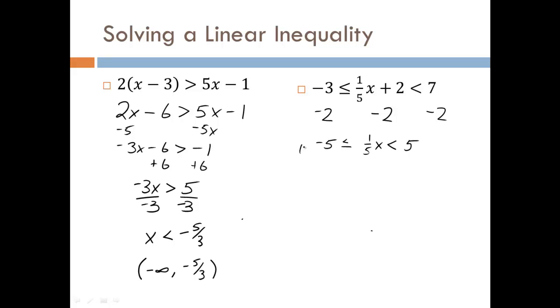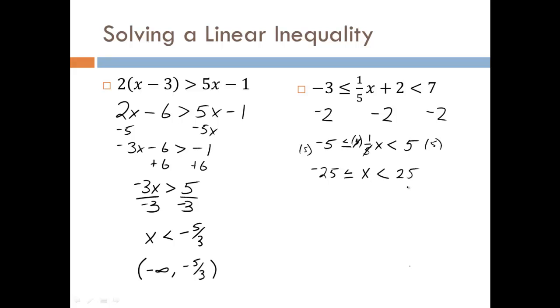So if we multiply over here by 5, we multiply the middle term by 5 and the right side by 5, all 3 parts. On the left side we have a negative 25 will be less than or equal, the 5 and the 1/5 cancel, so we're just left with an x, and that would be less than 5 times 5, which is 25. So the answer in inequality notation would be negative 25 is less than or equal to x, which is less than 25.